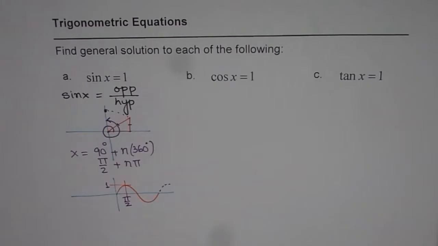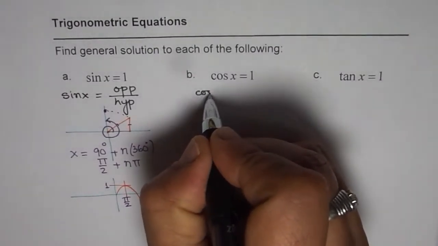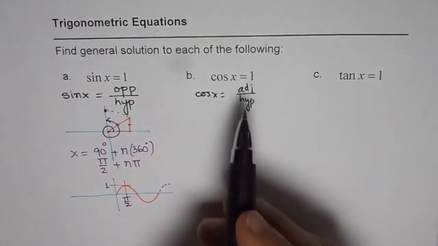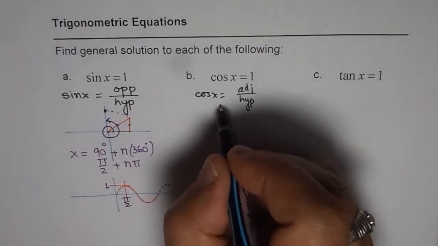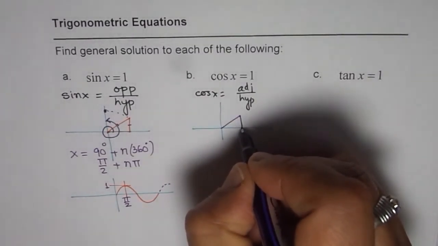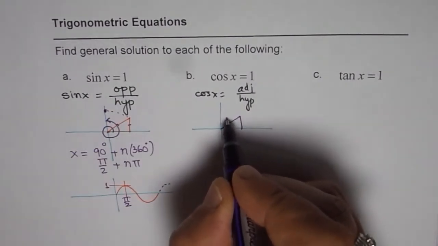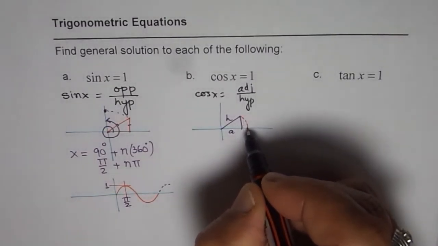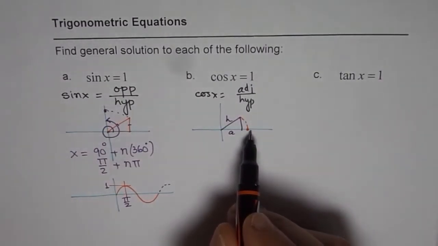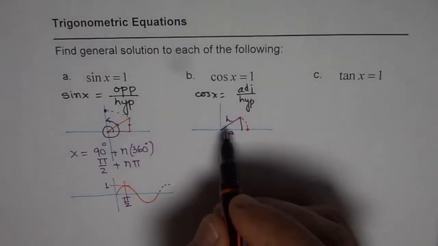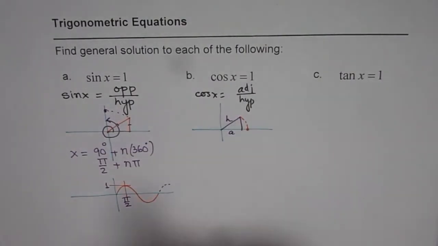Now let's look into cos x. Cos x is equal to the adjacent side over the hypotenuse. That means in this particular case, what we are looking into is a triangle whose position is such that the adjacent side is equal to the hypotenuse, and that is possible only if the triangle is along the x-axis, right? Then only it is 1. So that is when x equals 0. So that's one way of looking into it.